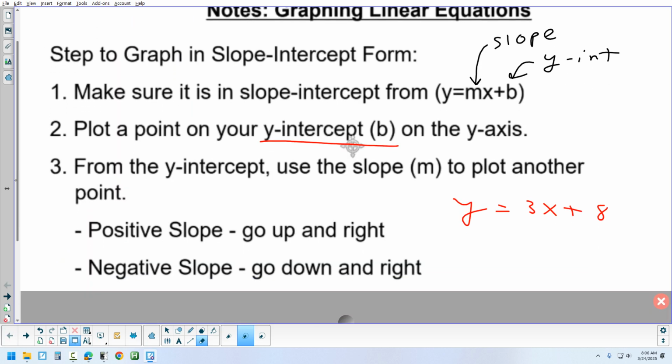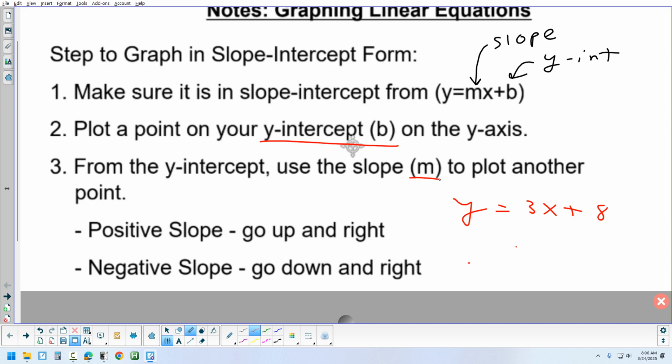Now, once I get that, I need one other point. Because once you have 2 points, that's enough information to draw a line. But you need 2 points. So that's where the M is going to come in. Once you use the B, the next thing we're going to look at is the M.